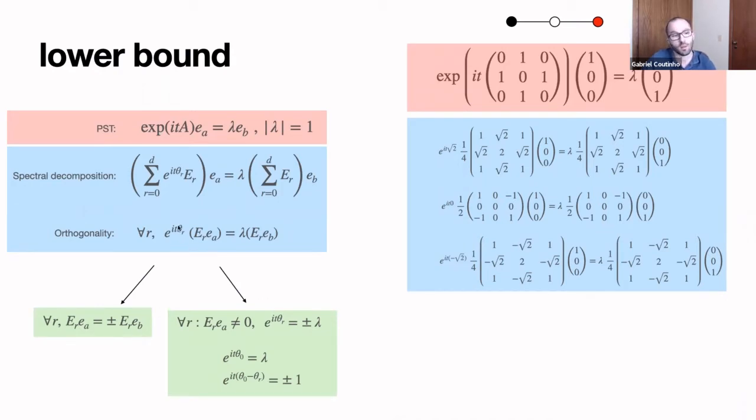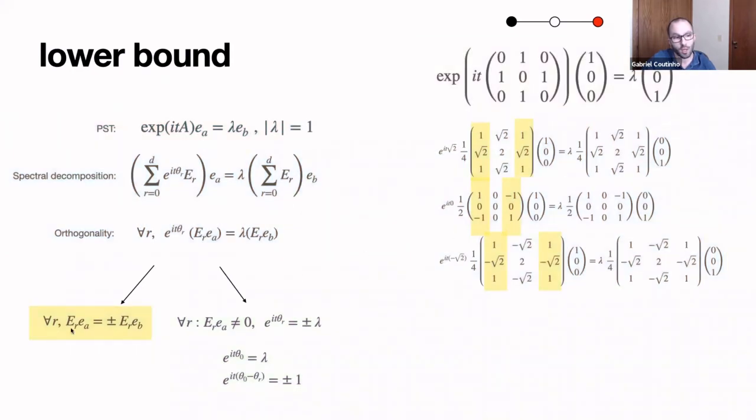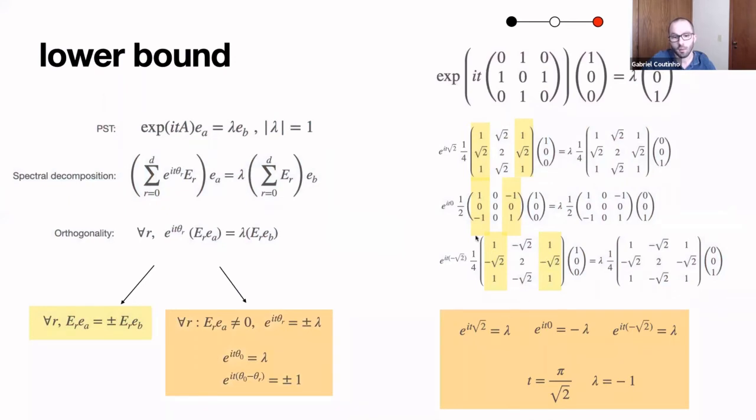Then you need e to the i t theta_r to have its sign accordingly to lambda, okay? So let's first see if this is actually true in this example. It is. I'm looking at each projector, and I'm looking at the column corresponding to A and the column corresponding to B. They are plus or minus each other. Good. Not only that, but now I need to check that e to the i t square root of 2 lambda, the plus or minus pattern corresponds to the plus or minus pattern that we see here.